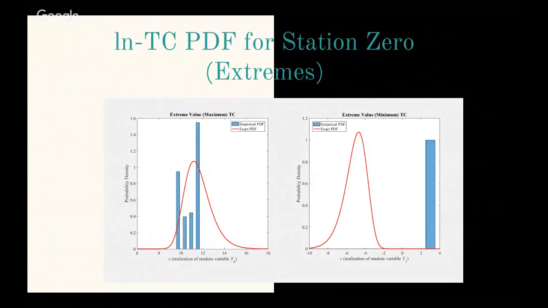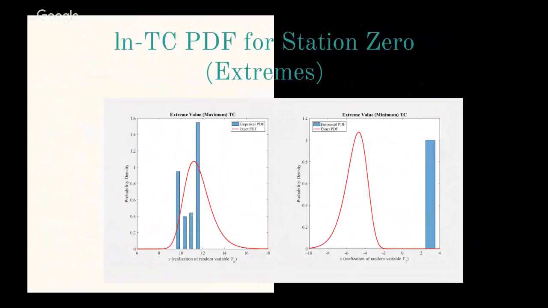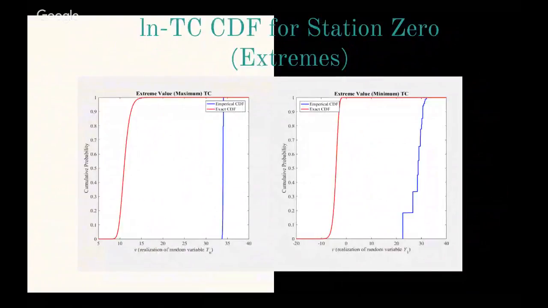And after that, we used the exact extreme distribution function for the normal distribution, and graphed these exact PDFs and exact CDFs. This is the one for the LNTC values for station 0 only. These are the extreme values; this is the PDF and this is the CDF.